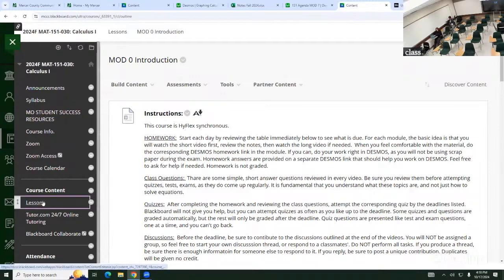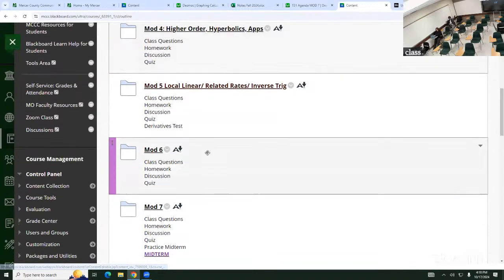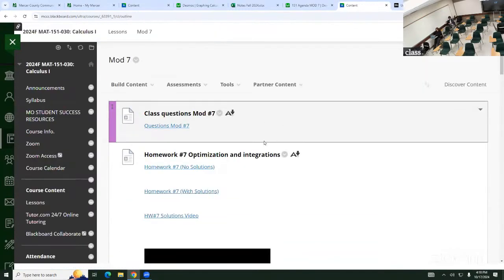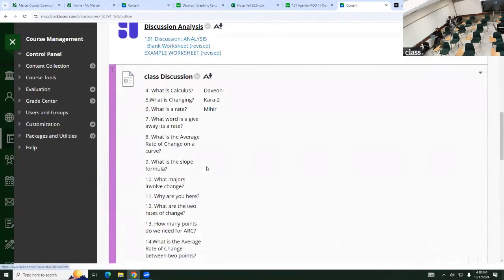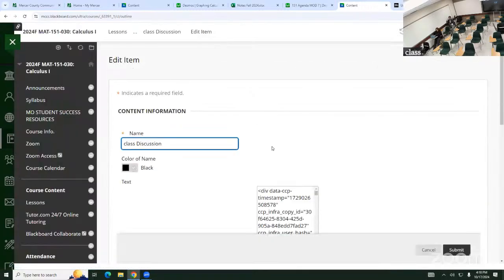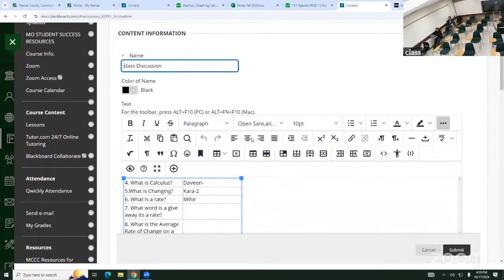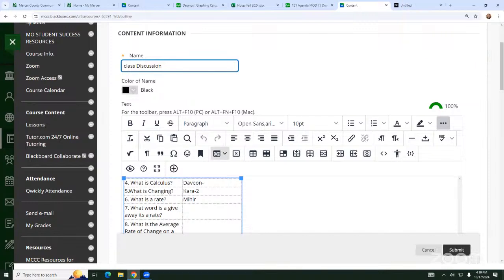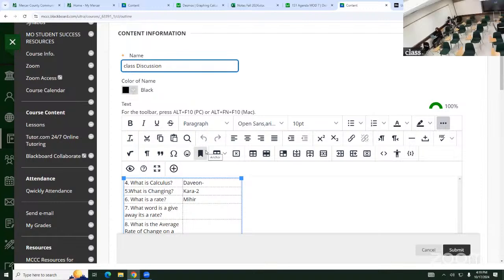All right, lesson 7. Here we go, class discussion. I really need to know this. What is calculus? The study of change. It's the study of change.